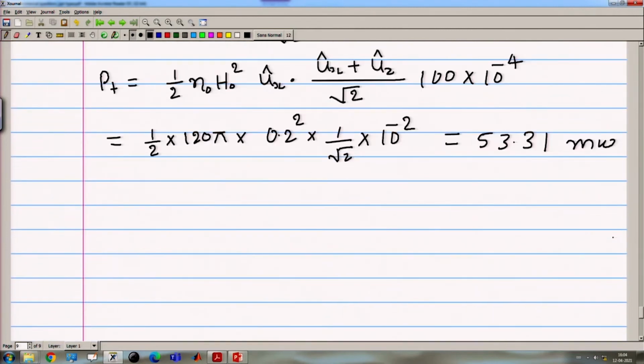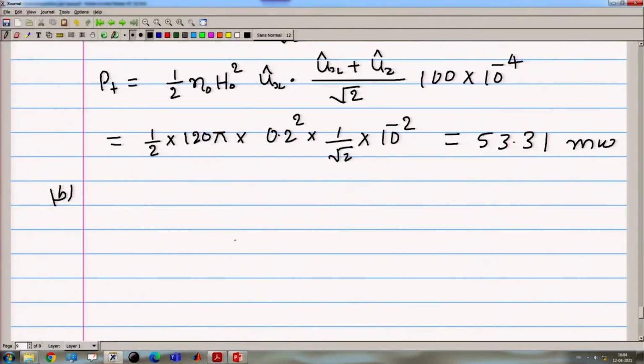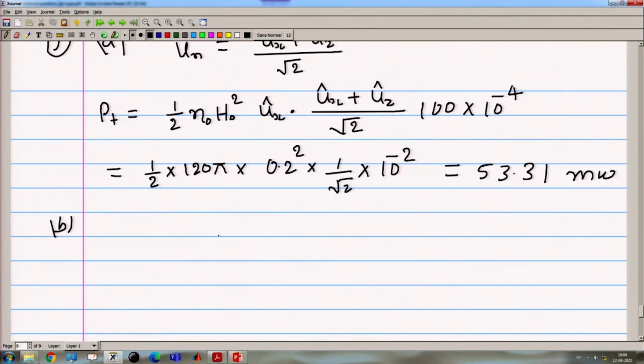Similarly, for the next part, the B part, it is given a circular disc of radius 5 centimeter on the plane x equal to 1. So, the unit vector will be just ux, and in this problem the power density will be the same, while the unit vector and area will be different, because the area of the circle is pi r square.